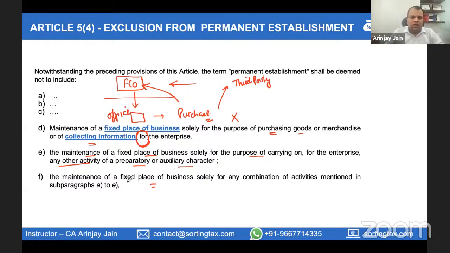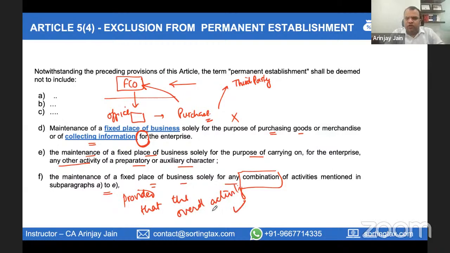And the last clause is nothing but a sum total of clause A to E. It says that maintaining a fixed place of business solely for any combination of activity mentioned in paragraph A to E, provided that the overall activity is preparatory or auxiliary. In that case, this place will not constitute a PE.